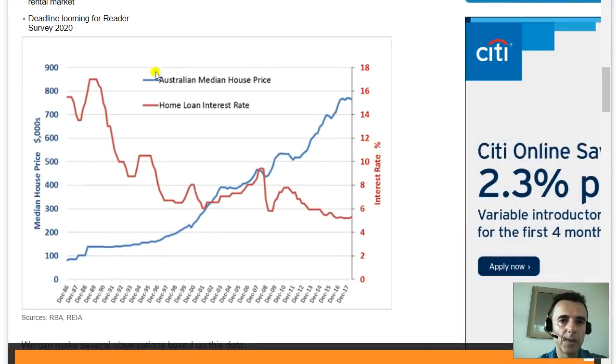So the blue line is the Australian median house price, where most importantly we want to start with the home loan interest rate. So we see that it's going up and down, but the trend is definitely down. The trend here is showing from December 86 down to December 2017, so we've got plenty of data to go by. The trend of the home loan interest rate is down, the red line, while the trend of Australian median house price is, as we all know, up.